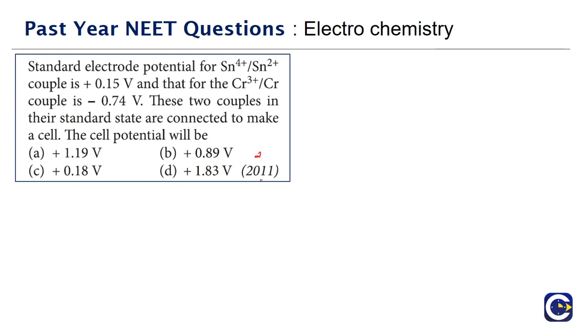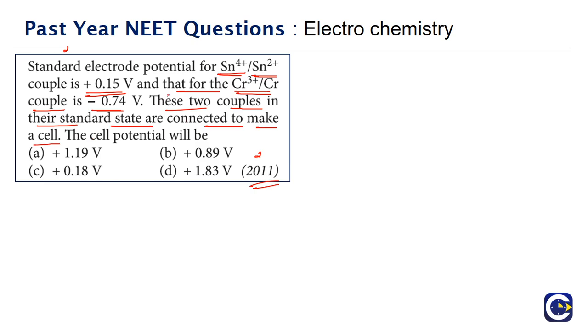Let's go to the next question. This is a question that came in 2011. The standard electrode potential for Sn4 plus becoming Sn2 plus is 0.15. And that for chromium 3 plus becoming chromium is minus 0.74. These two couples in their standard state are connected to make a cell.